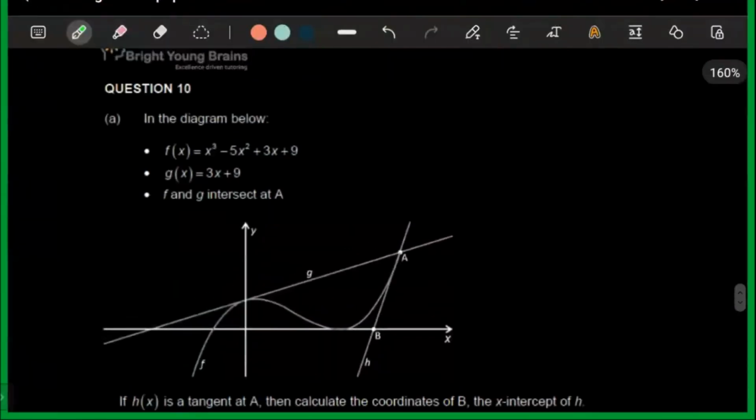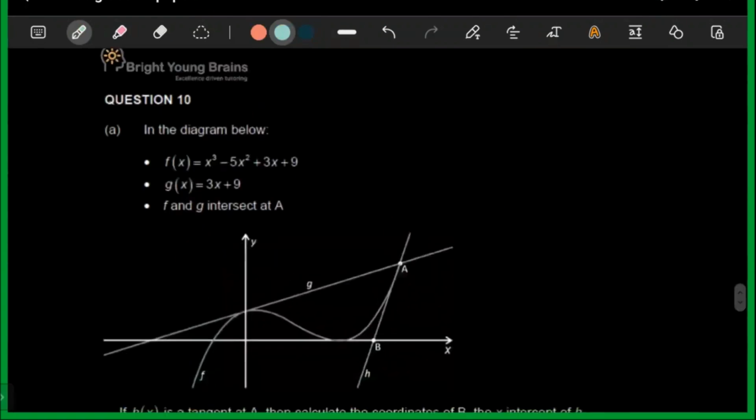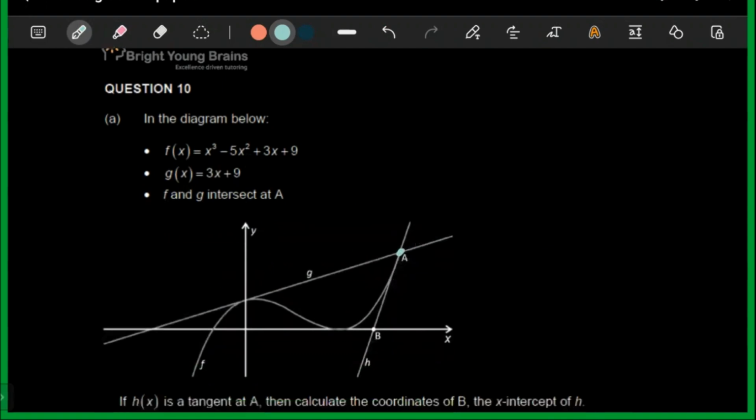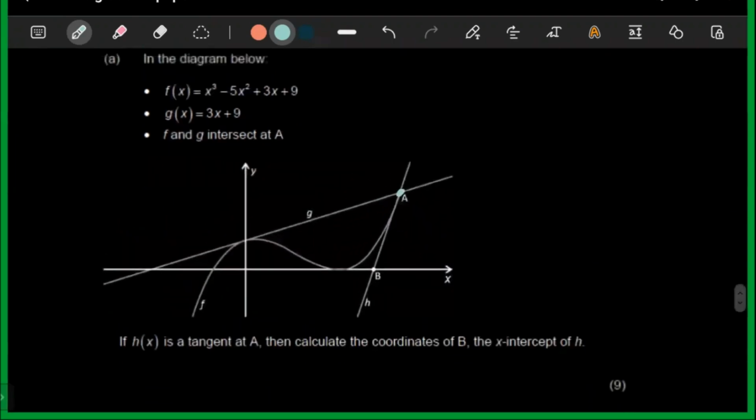Let us see. Question number 10 here. What does question number 10 say? Question 10 says, in the diagram below, you have a cubic function, and then you have a straight line graph. They said F and G intersect at A. And then it looks like we have another line. This other line here, we don't know what it is. It's H. They didn't say anything about H, but they said H is a tangent at A. And then it says, calculate the coordinates of the x-intercept of H, for 9 marks.